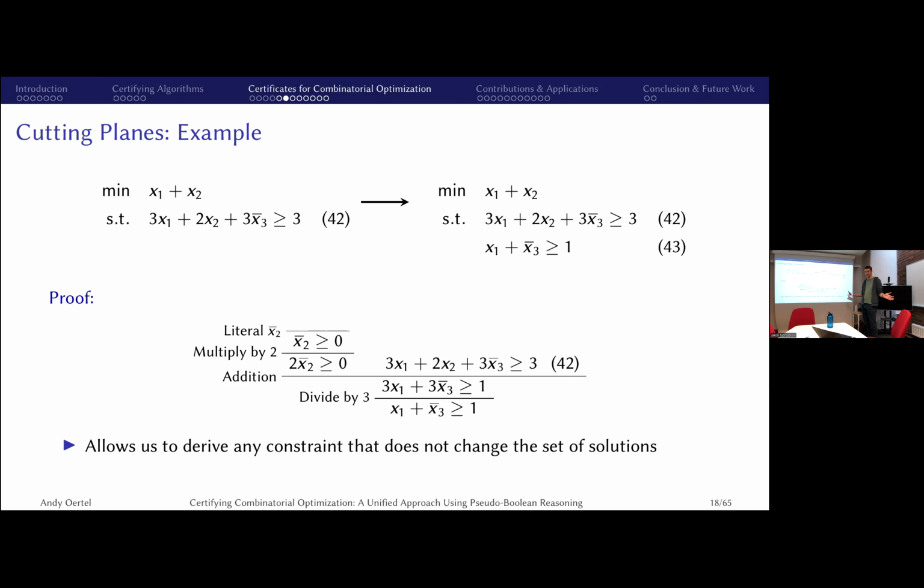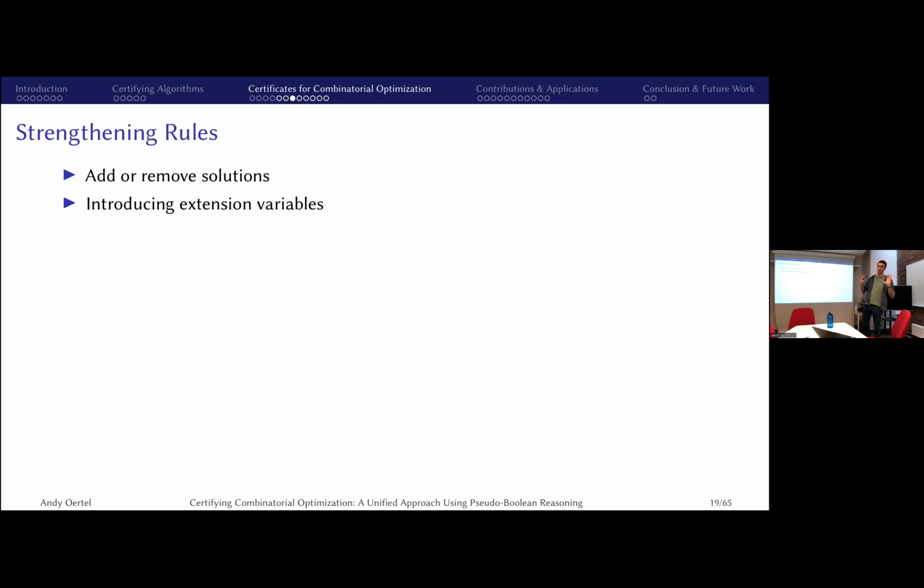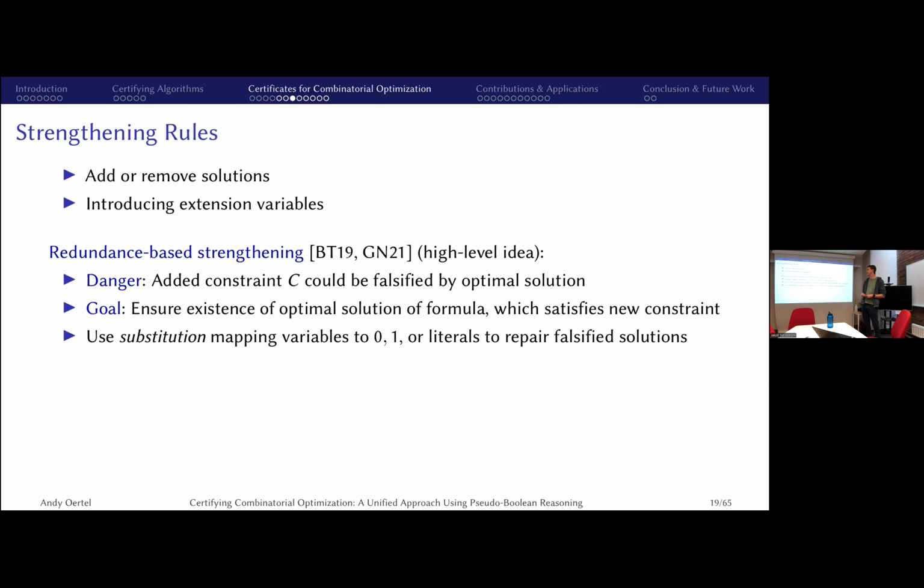But sometimes we want to change the set of solutions to do stronger reasoning. So we want to sometimes add or remove solutions, or even introduce new variables. And for this, we have the strengthening rules. The general problem with adding constraints that remove solutions is that you're running into danger that you could add a constraint that removes an optimal solution. You could remove all optimal solutions, and then suddenly you don't preserve your optimal value.